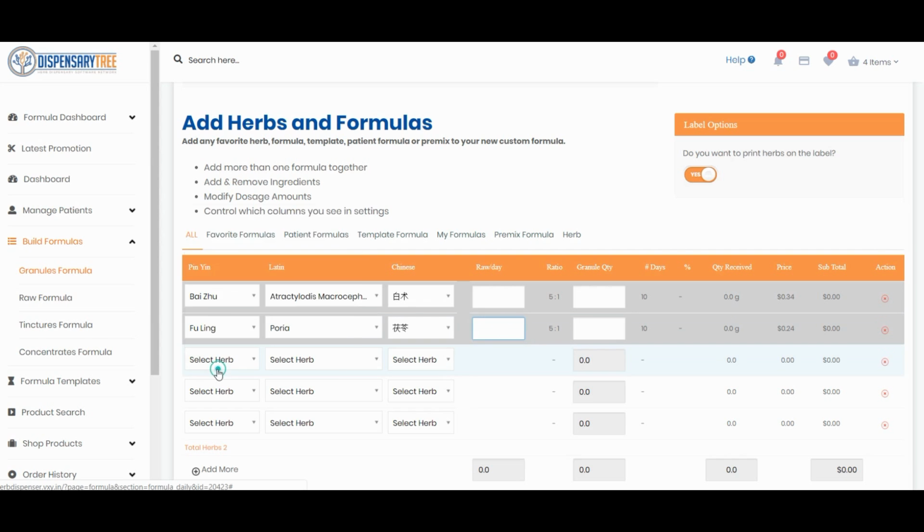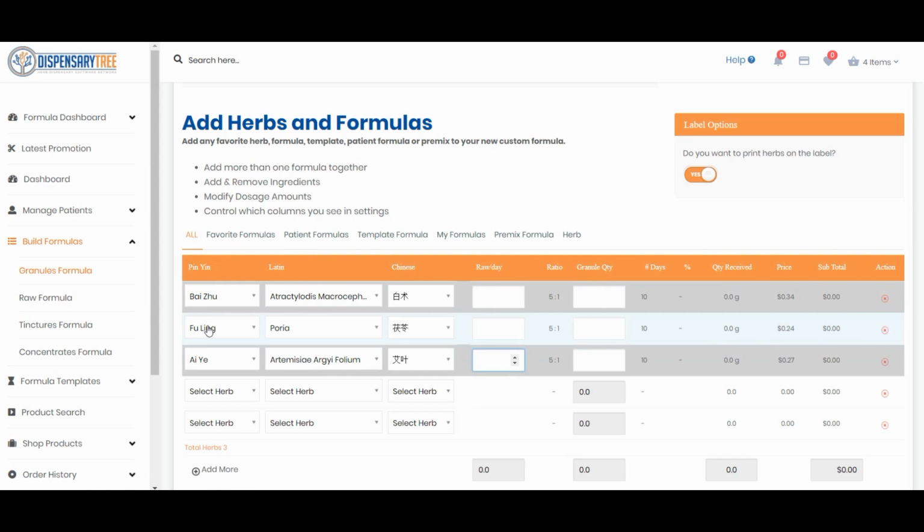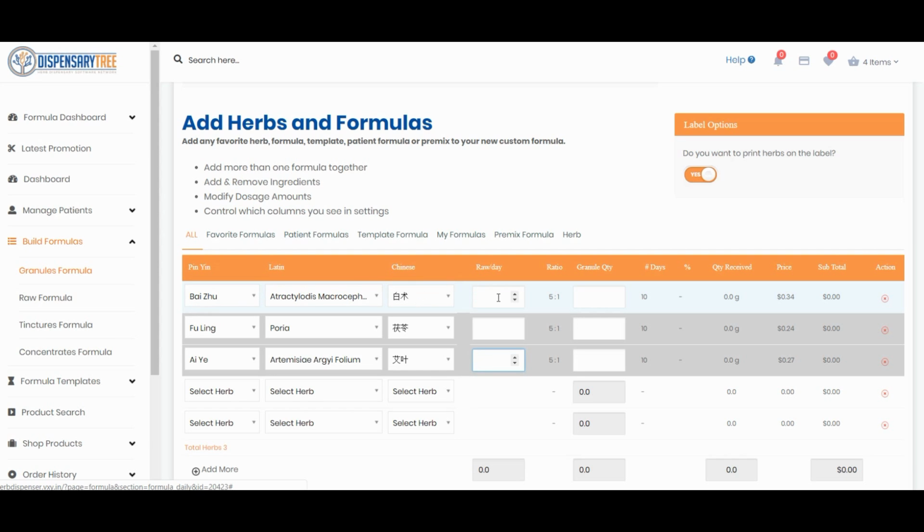and my tab settings are not the way I like it. I like to add all my herbs first and then do this. Right now it's set to do this and then the amount. Okay, anyways, so with daily dose, what it's doing is the amount of raw that you enter, it's going to divide it by the ratio of the herb to give you the granule quantity.